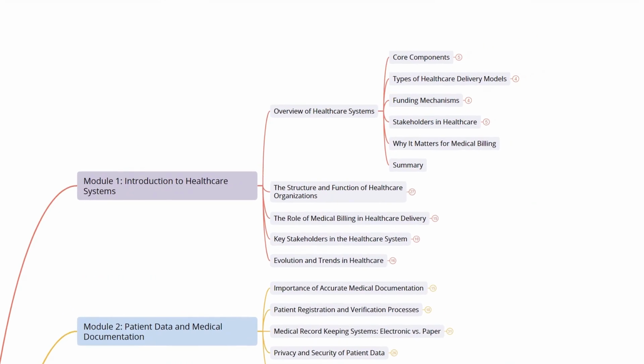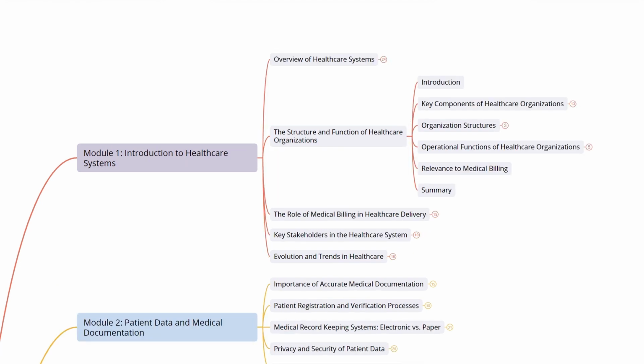Firstly, overview of healthcare systems. Healthcare systems around the world are diverse and influenced by governmental policies, economic factors, cultural norms, and technological advances. This module explores various models, including national health services, socialized medicine, and private healthcare, to understand their unique features and the implications for billing and reimbursement processes.